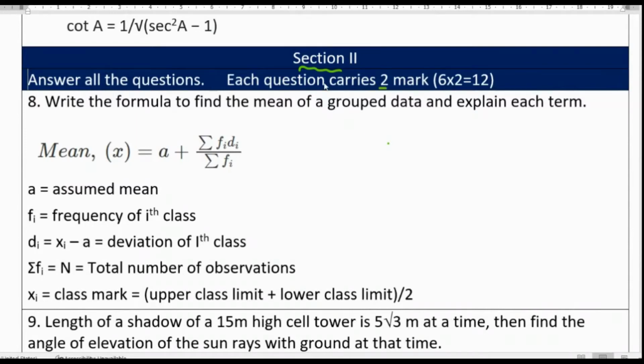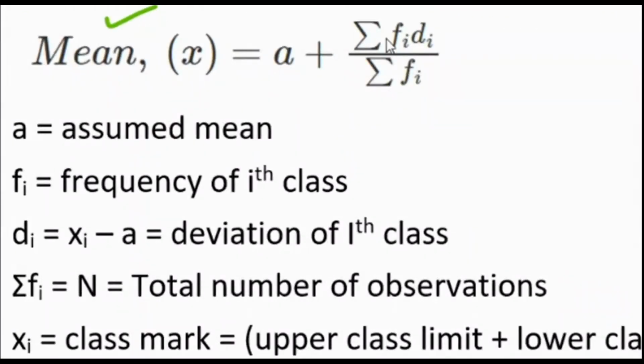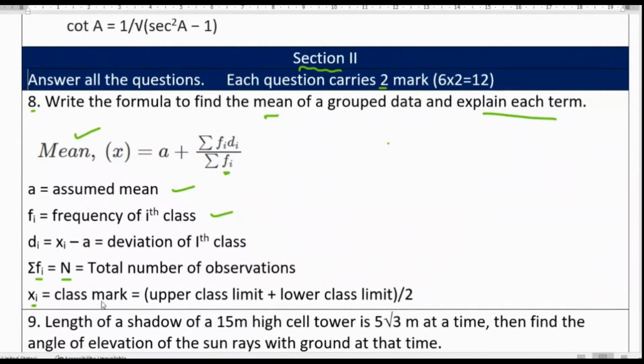Each question carries 2 marks. Eighth question, write the formula to find the mean of grouped data and explain each term. You know the formula for mean, which is A plus sigma Fi di by sigma Fi, where A is the assumed mean, F is frequency, di is xi minus A, sigma fi or n is the total number of observations, and xi is the class mark.